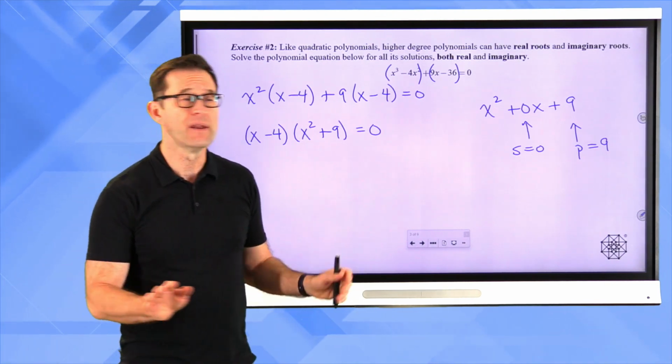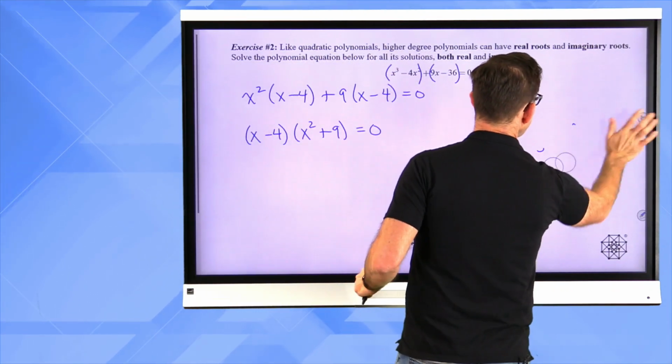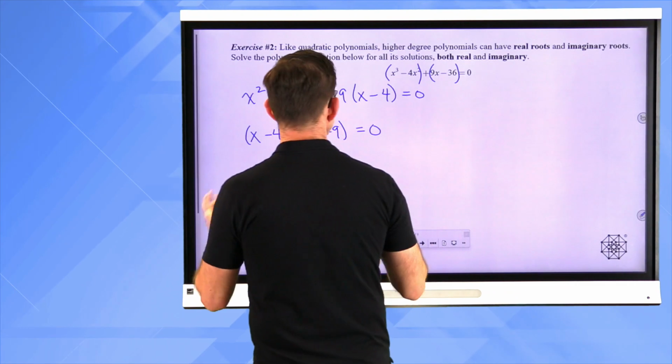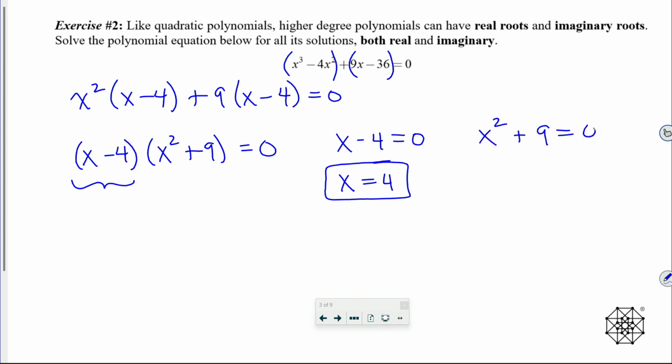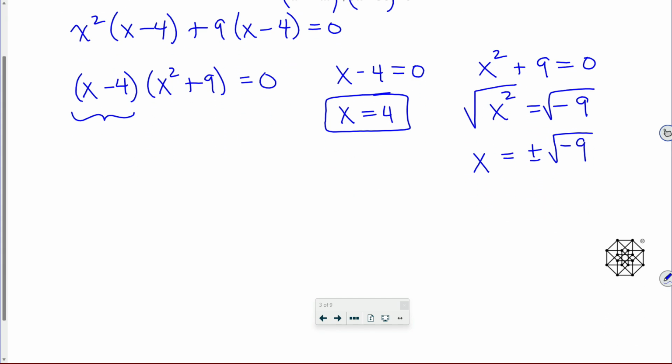That's okay. I don't need it to. This thing didn't ask me to factor completely. It just asked me to find the zeros, or the real roots. In that case, I'm going to take x minus 4 and set it equal to 0, and that'll give me x is equal to 4. Awesome. And then I'll take x squared plus 9 and set it equal to 0. That will give me x squared equals -9. I'll take the square root of both sides. Remember, it's an even-powered root, so that's going to give me plus or minus the square root of -9. And that will be x equals plus or minus 3i.